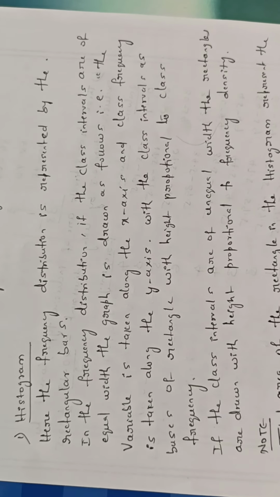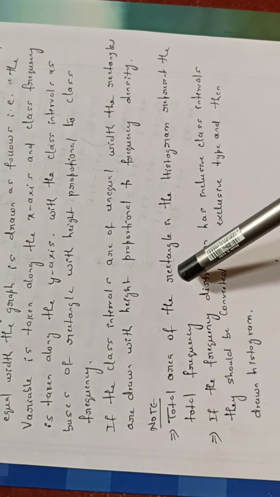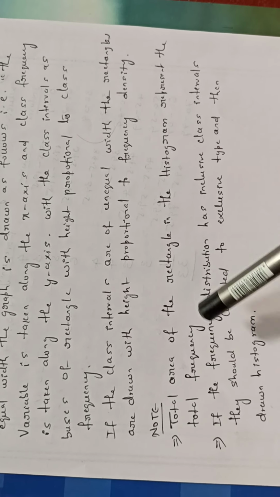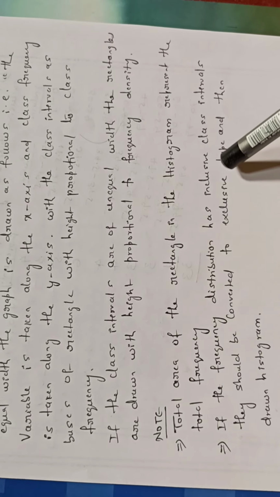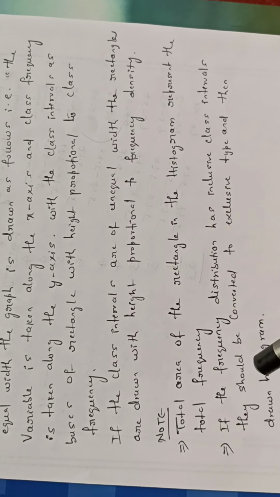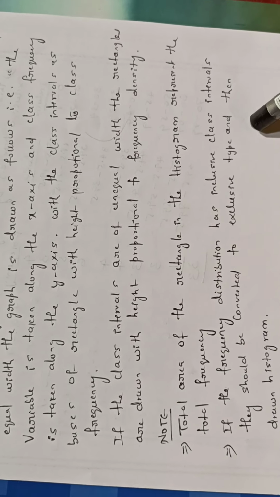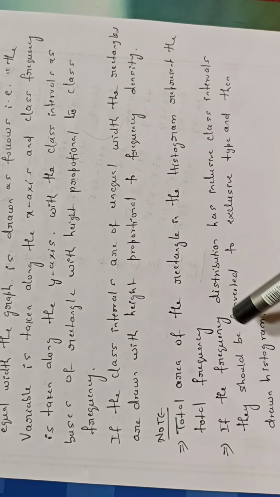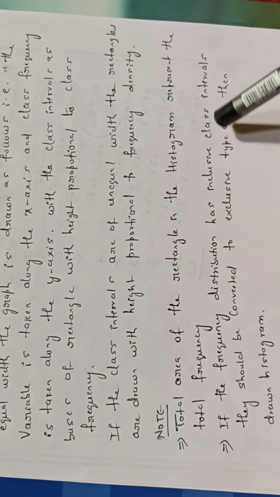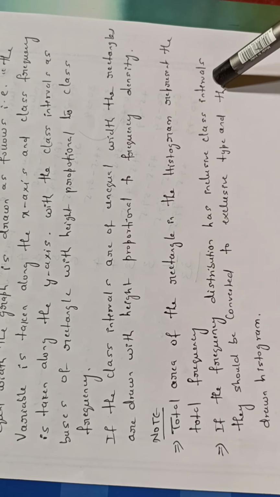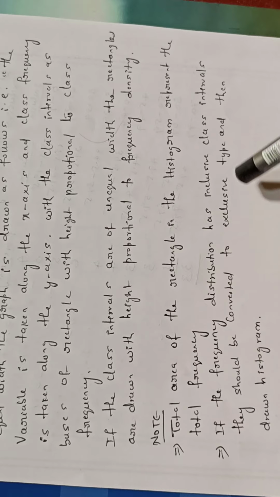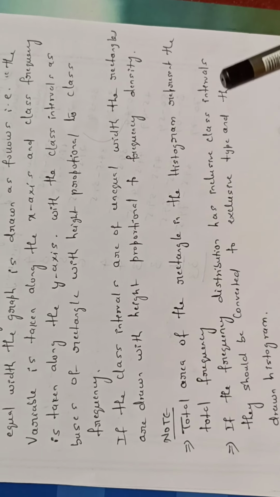So here we have a note. Total area of the rectangles in the histogram represents the total frequency. If the frequency distribution has inclusive class intervals, they should be converted to exclusive type and then the histogram drawn. So this is a very important note, that is, if you have inclusive type intervals, they should be converted to exclusive type by using the adjustment method.